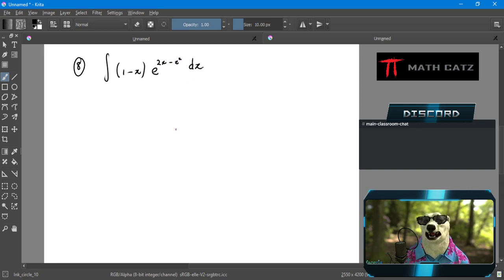So at first glance, this might not even look the same, but regardless, it doesn't matter. I see a function of a function in this e to the something. I don't have a choice. If substitution is going to work, it's going to have to be with u being 2x minus x squared.